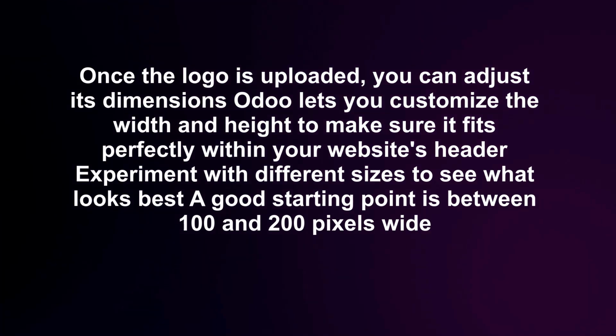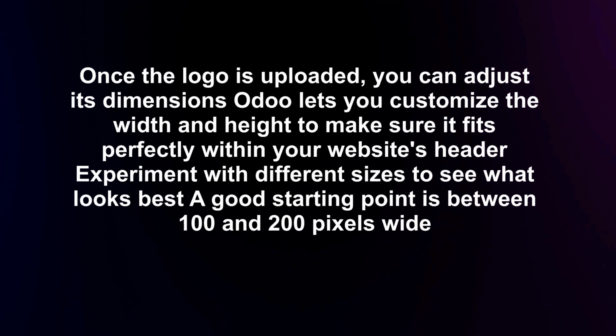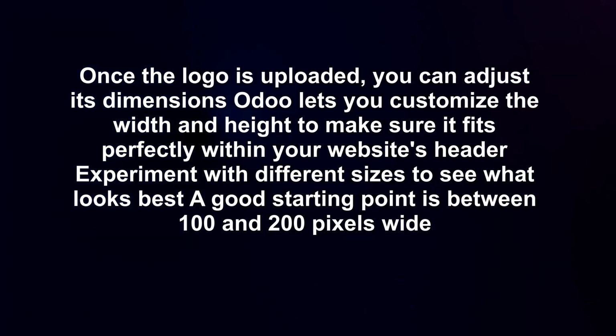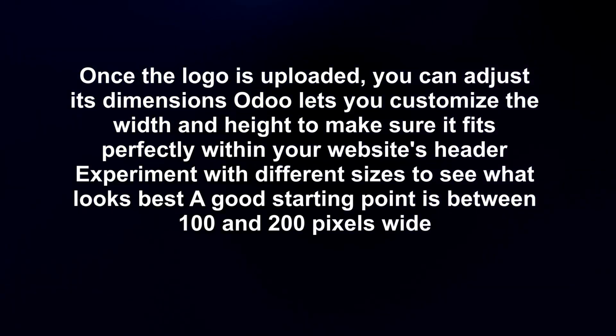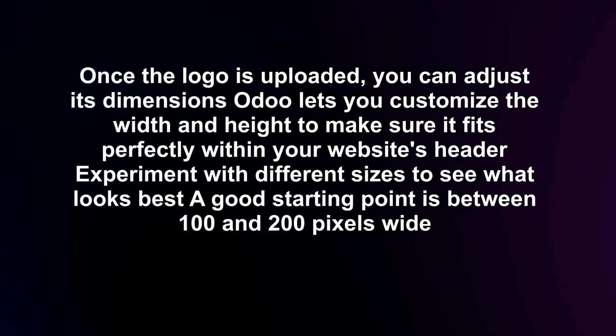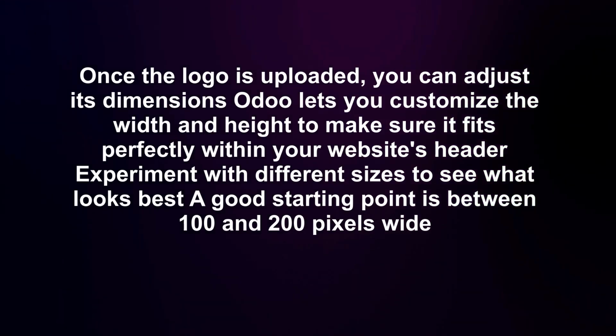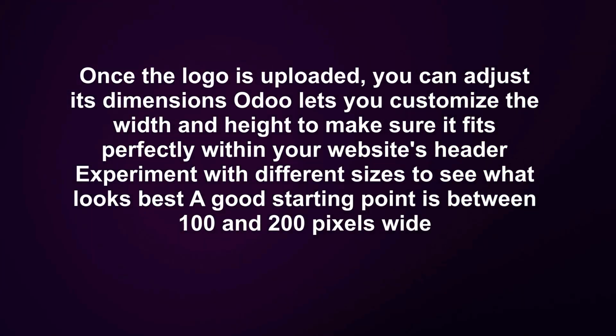Once the logo is uploaded, you can adjust its dimensions. Odoo lets you customize the width and height to make sure it fits perfectly within your website's header. Experiment with different sizes to see what looks best. A good starting point is between 100 and 200 pixels wide.